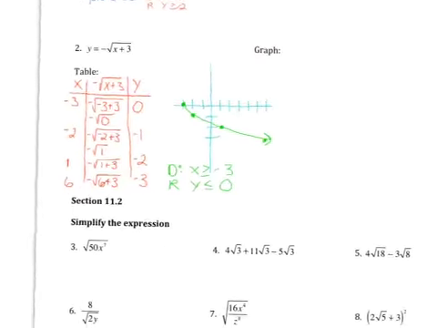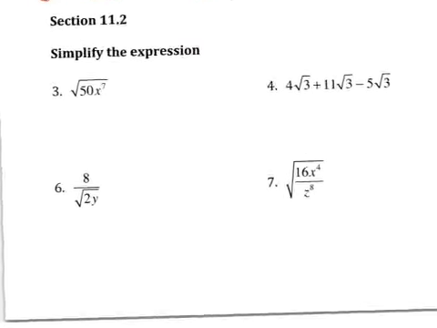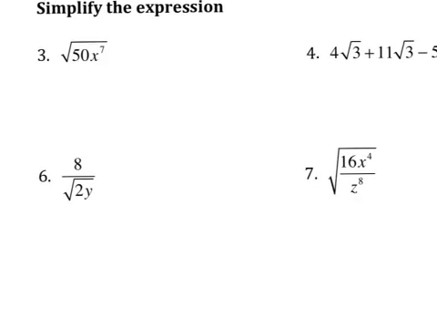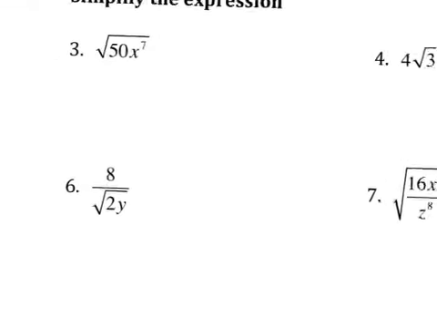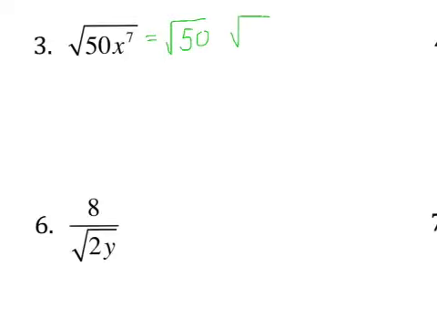Okay, moving on to simplifying expressions. This was in section 11.2. The first expression we're going to simplify is the square root of 50 x to the 7th. Zoom in a little bit more so I have some more room to work. For these problems, the first thing you want to do is simplify the number inside the radical and then simplify the variable with the exponent. So we're going to break it up as the square root of 50 times the square root of x to the 7th.